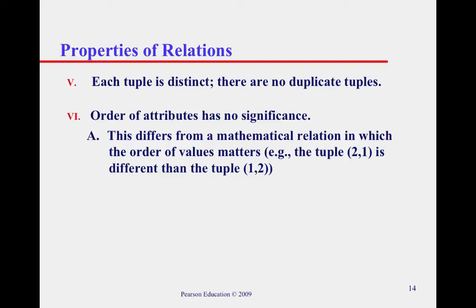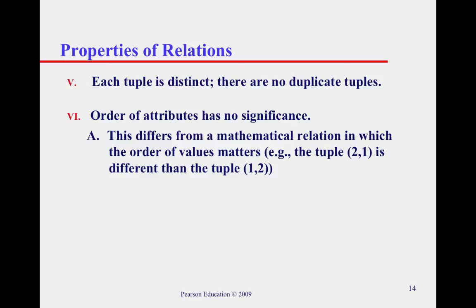Each tuple is distinct, so there are no duplicate tuples. Again, that's kind of a common sense thing. If you have 2 duplicate tuples and I need to update one, you have no idea which one should be updated because they appear identical. So at least one attribute must differ between each pair of tuples. And finally, the order of the attributes has no significance.